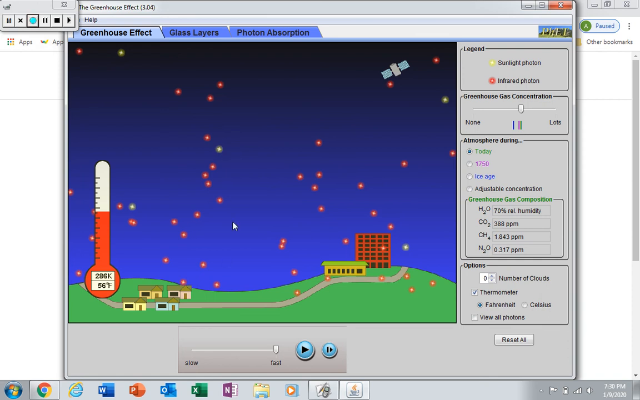Now, those could be visible, those could be ultraviolet. The vast majority are visible. Some are, in fact, infrared. The sun absolutely gives that off. Some are going to be radio waves, some are going to be microwaves. But the point is, once they're re-radiated back out from Earth, they're infrared. So just notice that for a second.